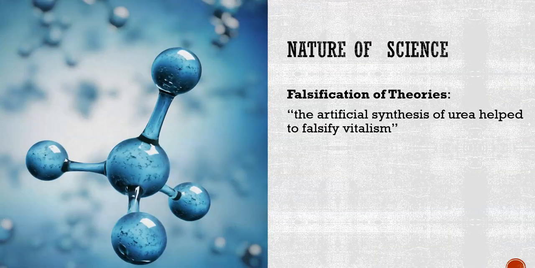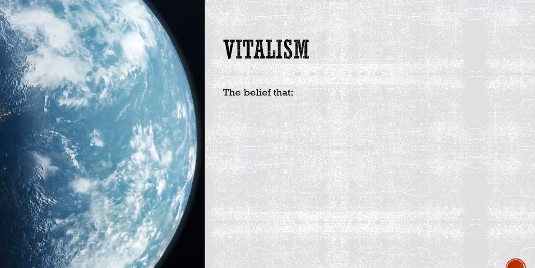Alrighty, so one of the key points of your IB course is understanding the falsification of theories. There are theories that existed and were well believed until science allowed their falsification. We've got one of those in this topic. The artificial synthesis of urea has helped to falsify the theory of vitalism. So let's have a look at what vitalism is.